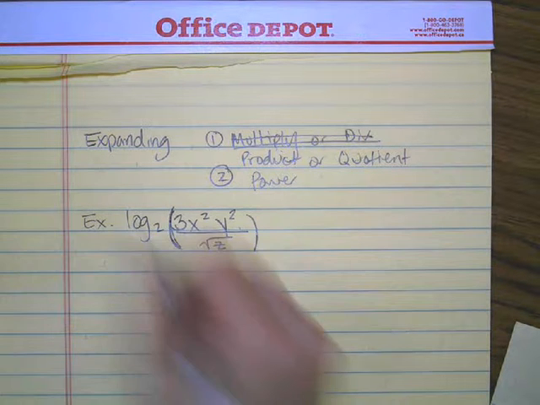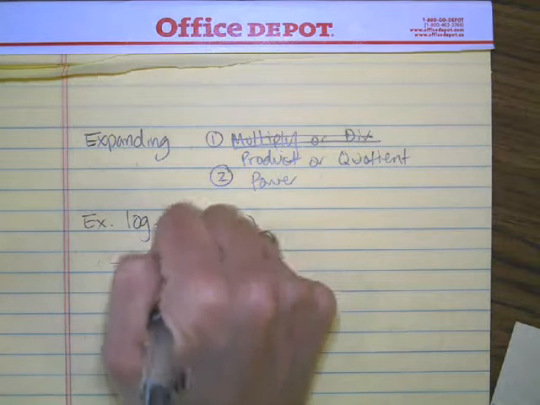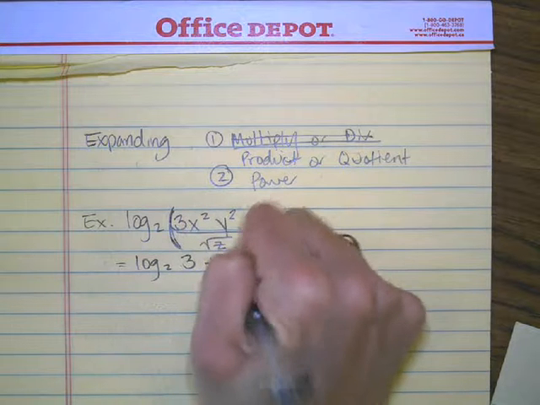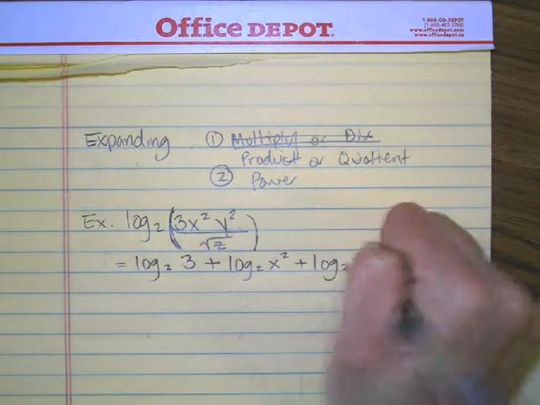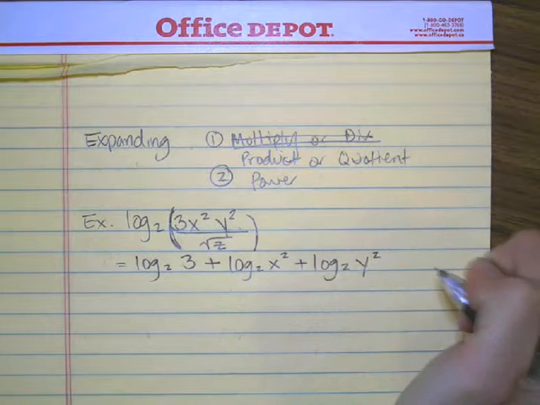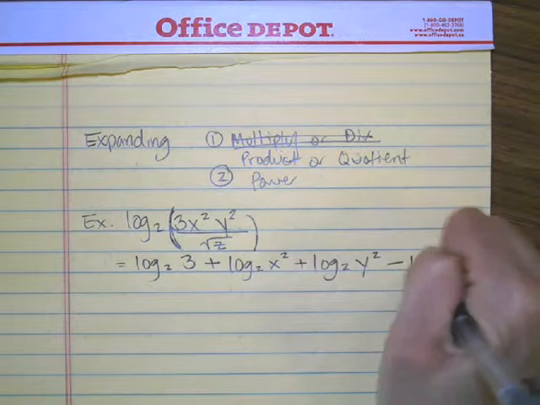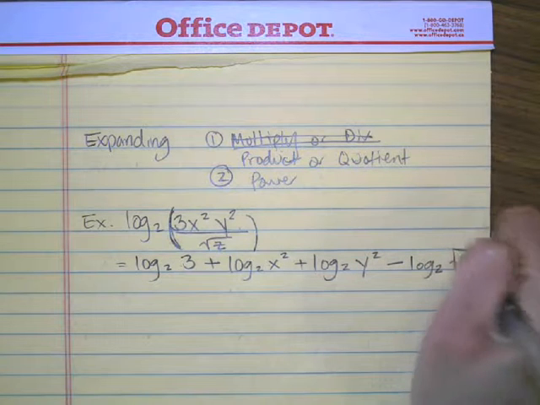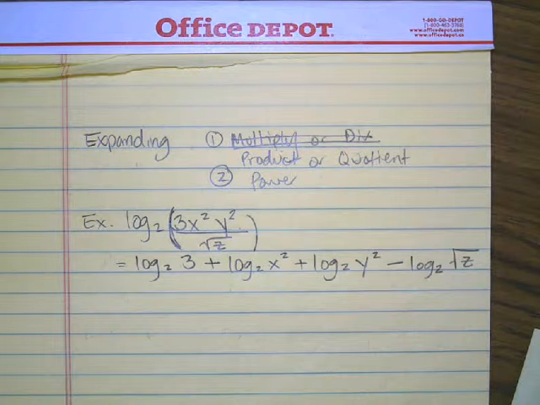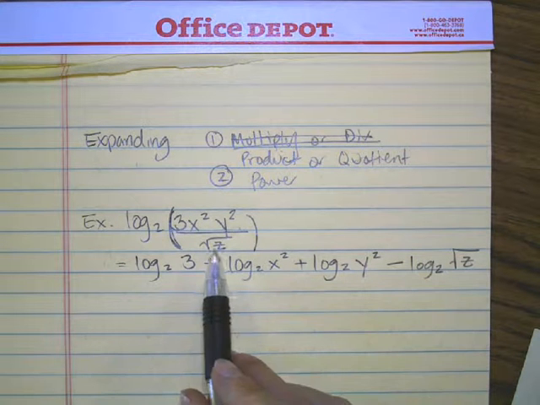Good. So this equals log base 2 of 3 plus log base 2 of x squared plus log base 2 of y squared, and then what? Minus log base 2 of square root of z. Wouldn't it be 1 over square root of z? No, because the minus takes care of the fact that it's on the bottom.